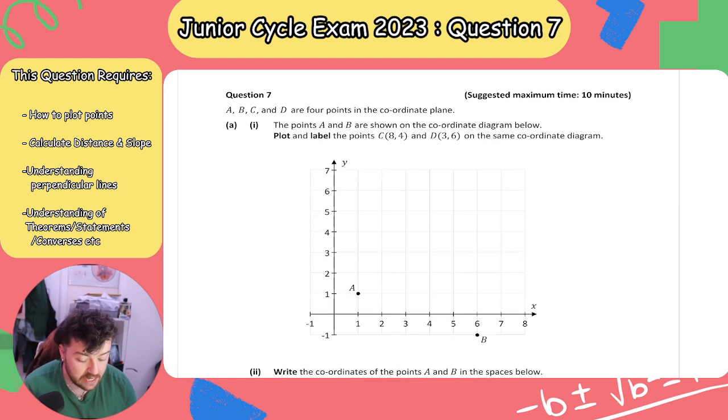A, B, C, and D are 4 points on the coordinate plane. The points A and B are shown on the coordinate diagram below. Plot and label the points C and D on the same coordinate diagram. Grand. So I need to plot these 2 points. C is 8, 4. So I go over to 8 on my x-axis and I go up to 4. There's point C. And point D is 3, 6. So I go to 3 on my x-axis, go up to 6 here. That is point D. Point C, point D.